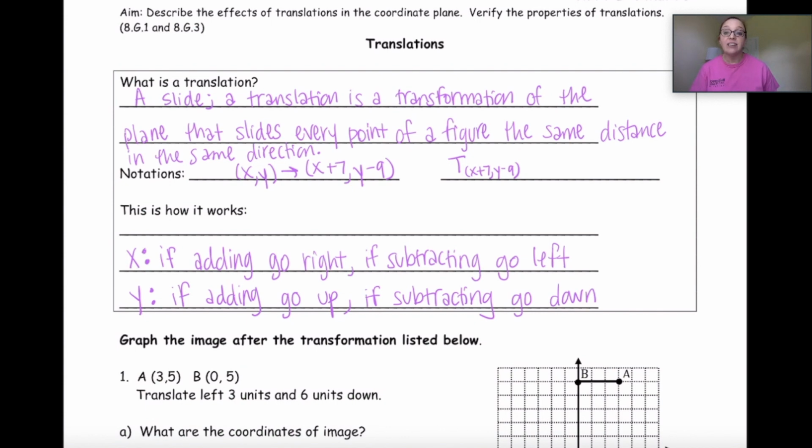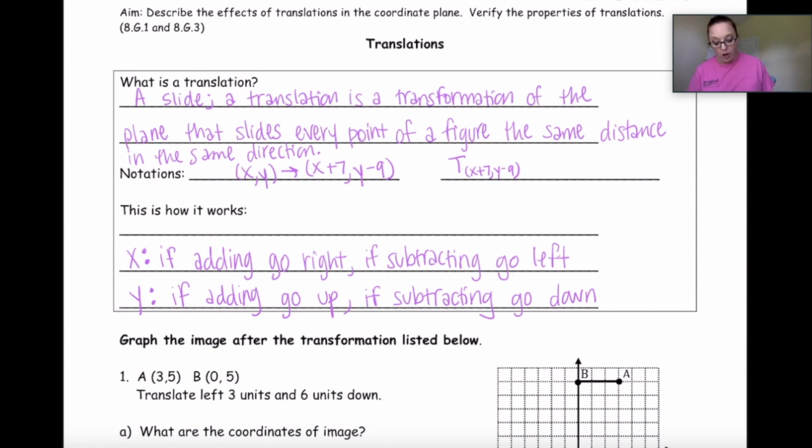Okay, so a translation, in simplest terms, is known as a slide. It's a transformation of the plane that slides every point of a figure the same distance and in the same direction. There are two different ways that we are going to talk about how you can notate a translation.